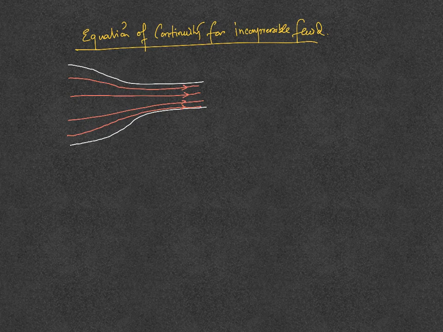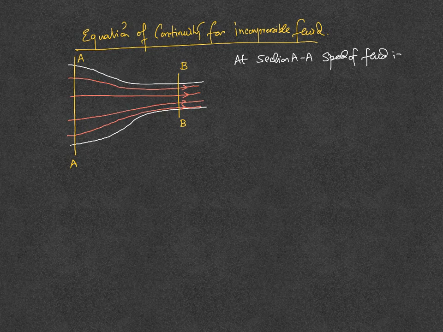Now we take a certain section of the fluid. Say this is section AA and this is section BB. Now, say at section AA, the speed of fluid is V1, and at section BB, the speed of fluid is V2.